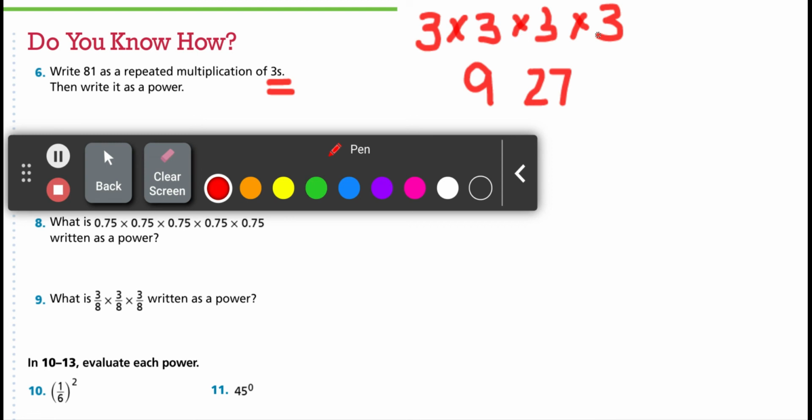27 times 3, 81. So this was the first step, to write 81 as a repeated multiplication of 3's. Now, how would we write that as a power? So what is our base and what is our exponent here? Our base is 3. Your exponent should be 4. So 3 to the 4th power is 81.